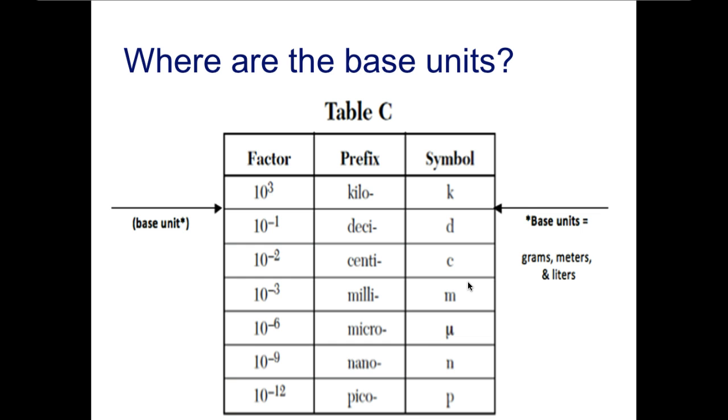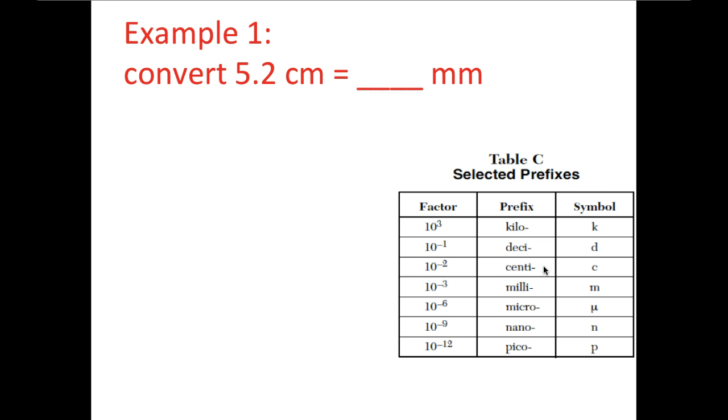So where are the base units on this chart? Well, the base units on this chart are going to be in between kilo and deci. And that is where your grams, your meters, your liters, all of those units without a prefix are going to be found. So let's look at a couple examples so that you can get familiar with this.